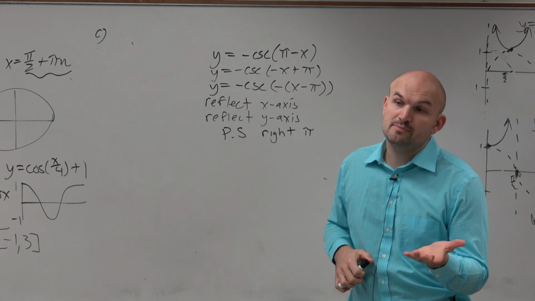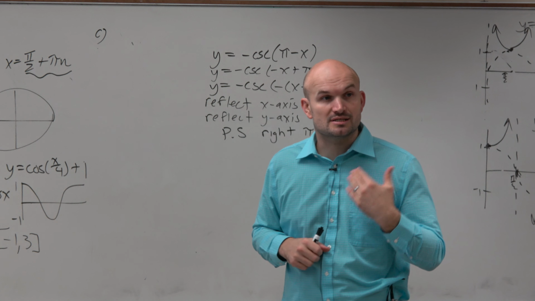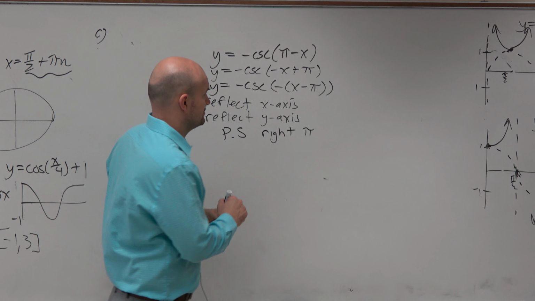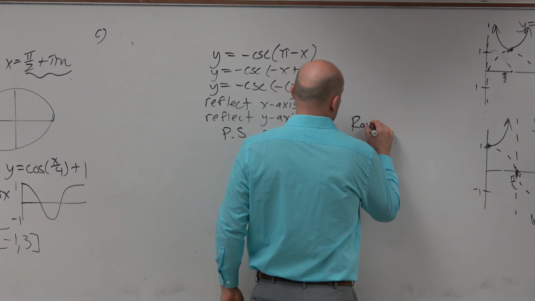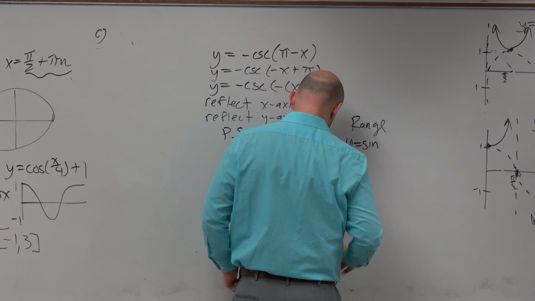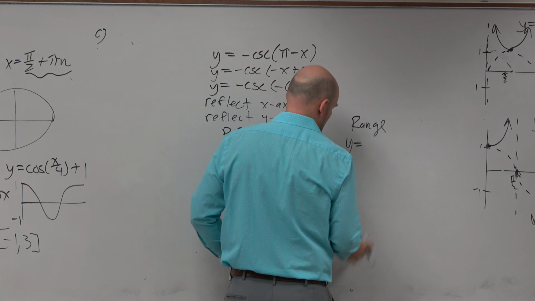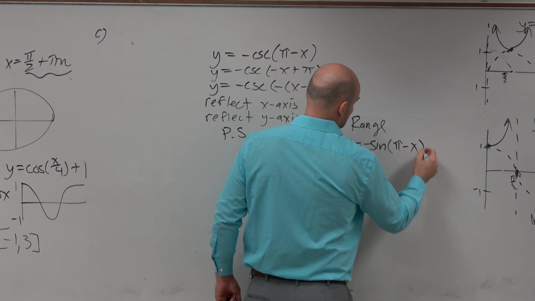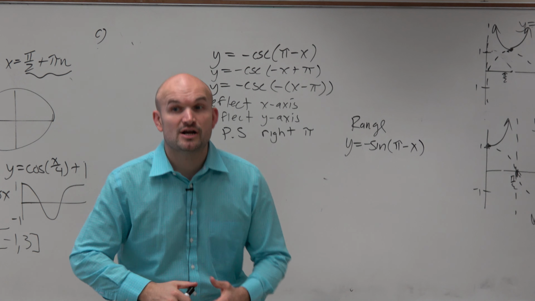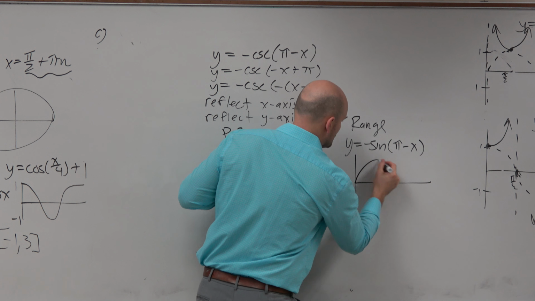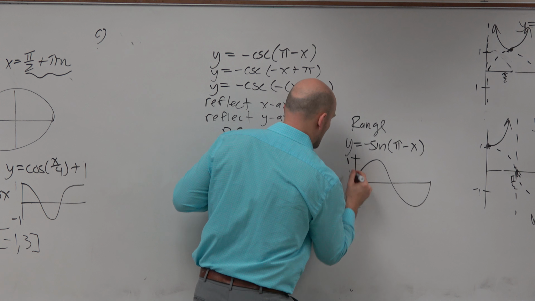All right, so hopefully the range is a little bit easier. Because if we're going to look at the range, let's look at the range of y equals negative sine of pi minus x. Let's look at that function. The parent graph of sine looks like this, 1 to negative 1.